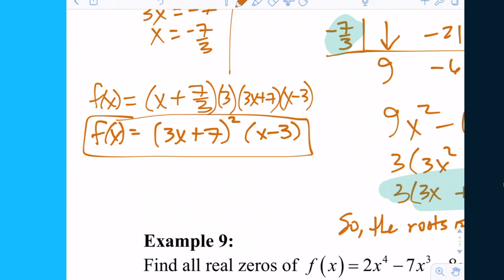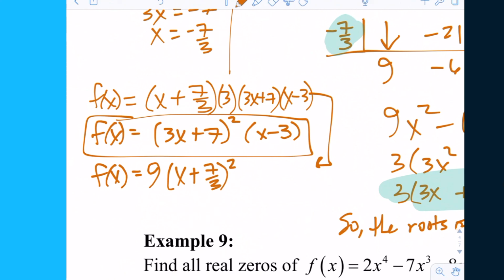So the other thing you could do from this step here is rather than distribute the 3, you could make the coefficient of the other 3x plus 7 factor a 1 by factoring out another 3. And that would give you a 3 times 3, which is what? 9. And then you would have an x plus 7/3 squared times x minus 3. And that would be another prime factorization that is in factor theorem form.